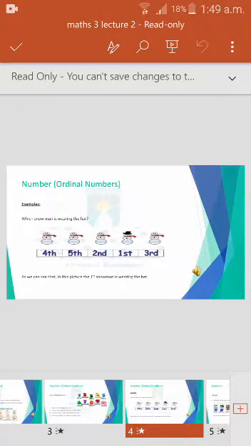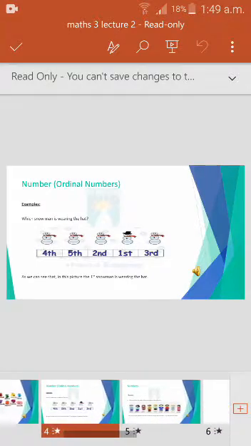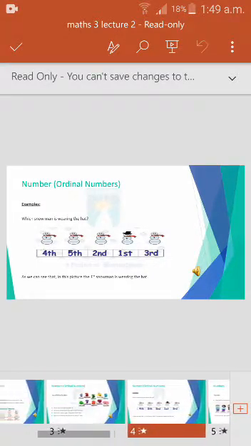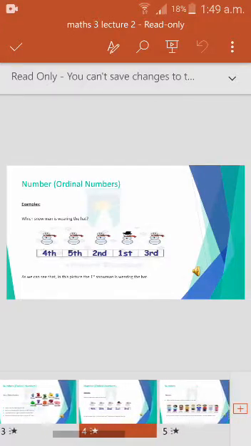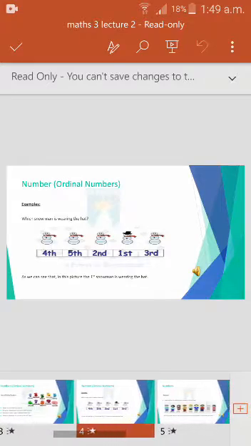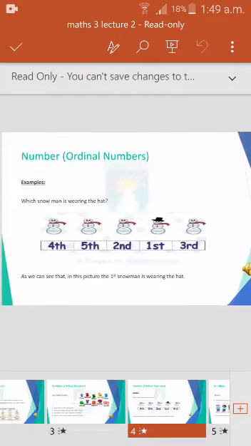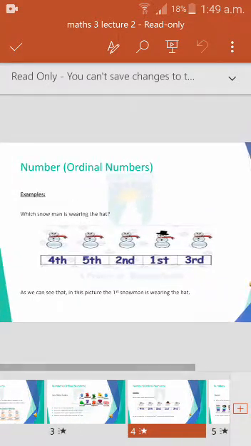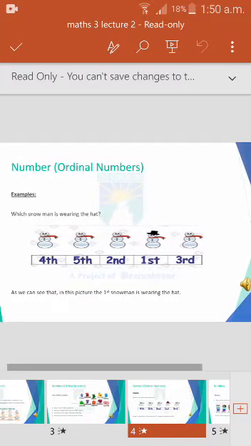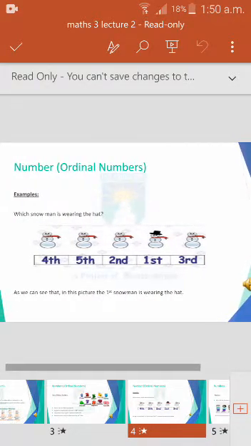Now we'll discuss an example of how we can read ordinal numbers. Here we are given some snowmen. One snowman has a hat on. Now we have to find out which snowman has the hat on it. First we'll look at the fourth. It has no hat. Then we have the fifth and second. They don't have any hat. Then we see the first. The first snowman has a hat on its head.